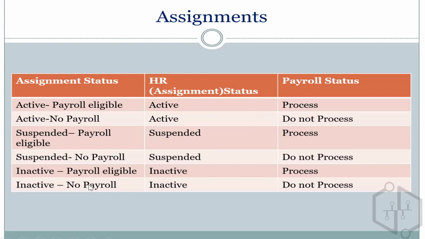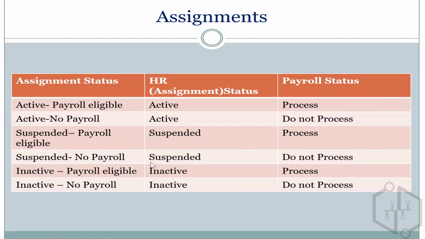So this is the way we do it. You got it, because this is a very important point. When the assignment status is active, payroll will be active. If the assignment status is inactive, no payroll. Suppose a person is active but he's on bench, not working, so payroll will not be processing. Suspended, payroll eligible, process. Suspended, no payroll, do not process.